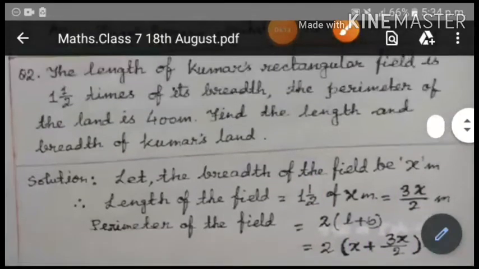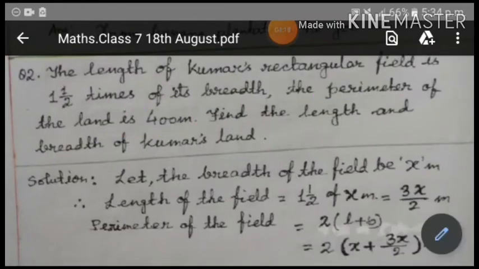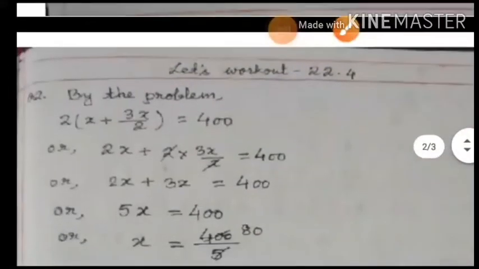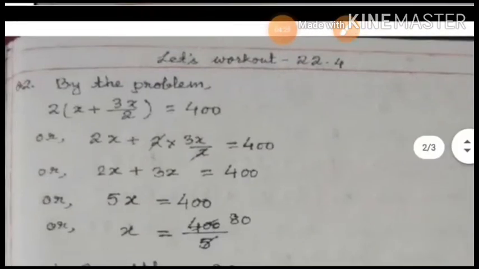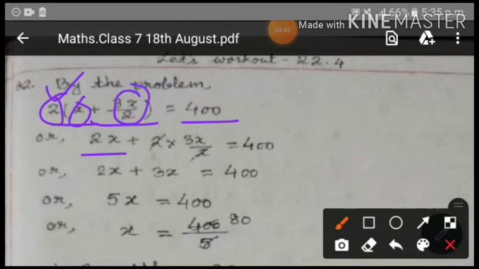Also given in the question that the perimeter of the land is 400 meters. So by our calculation we have got this as the perimeter, and by the problem this is the perimeter. So 2 into x plus 3x by 2 is equal to 400. Then multiplying, 2 into x is 2x, and 2 into 3x by 2, the 2 and 2 get cancelled, and we have only 3x. So 2x plus 3x equals 400.